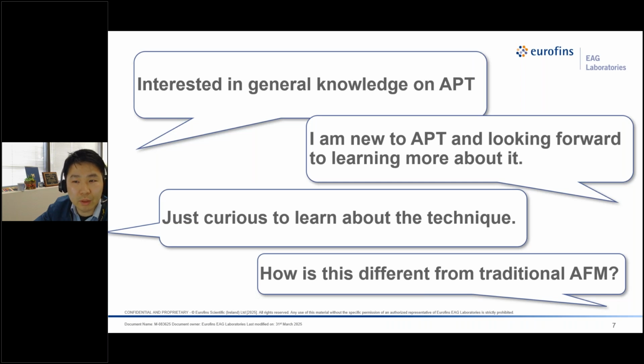We received over 200 pre-submitted questions that cover a wide range of topics. So we'll get these questions categorized and answered in groups. And since many of you are new to the technique, I will start with the basics of Atom Probe, showing the working principle of Atom Probe. Some of you asked about the difference between APT and AFM, as these are two different techniques. So let's first start with how Atom Probe works.